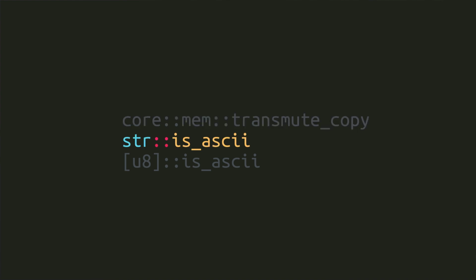The next is str::is_ascii, which reads the contents of a str and tells you whether or not it is entirely made up of ASCII characters. And the third one is the exact same is_ascii method, but on a slice of u8 instead of a str.